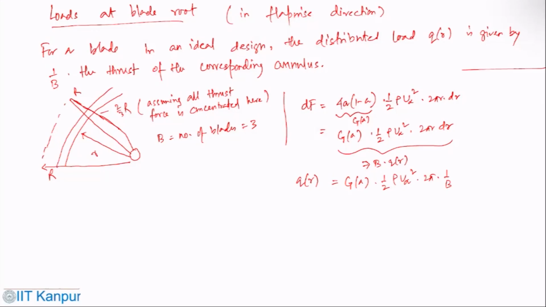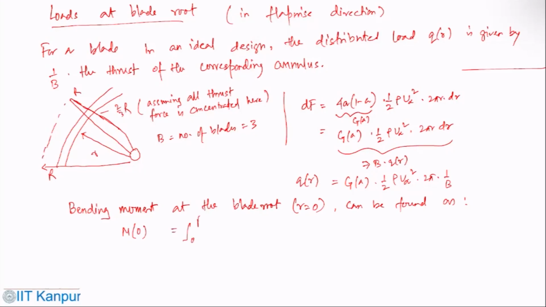Now the bending moment at the blade root, that is R equals 0, can be found as M of 0 equals the integral from 0 to R of Q(R) R dr. So what we can write is 1 by B, C_T A, half rho U infinity square, 2 pi, integral from 0 to R of R square dr.